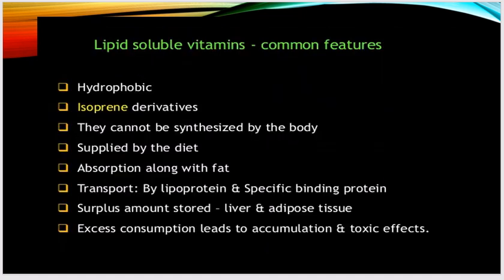Some common features of lipid soluble or the fat soluble vitamins are they are hydrophobic. They comprise isoprene derivatives. They cannot be synthesized by the body. They are supplied by the diet, absorbed along with the fat. They are transported by lipoprotein and specific binding proteins, and the surplus amount is stored in the liver and adipose tissue. The excess consumption leads to accumulation, resulting in toxic effects.